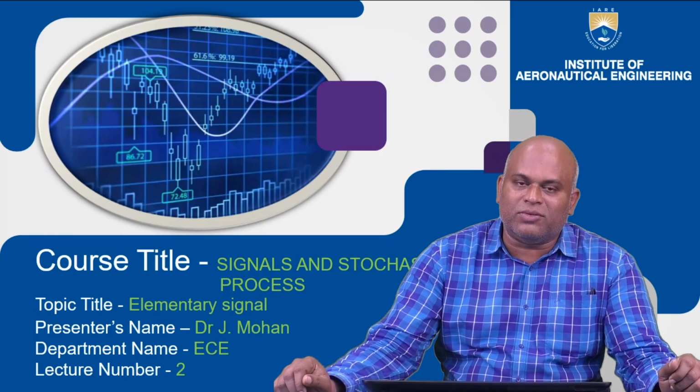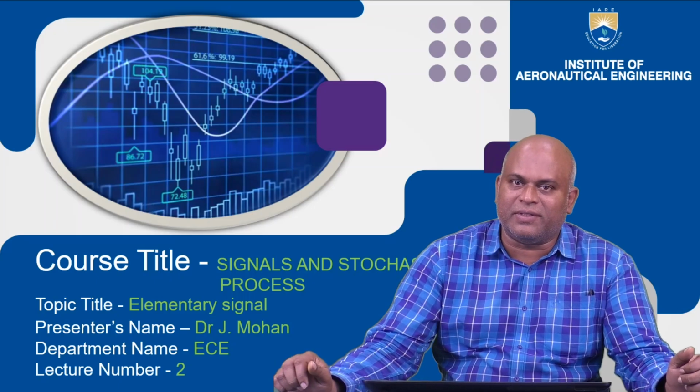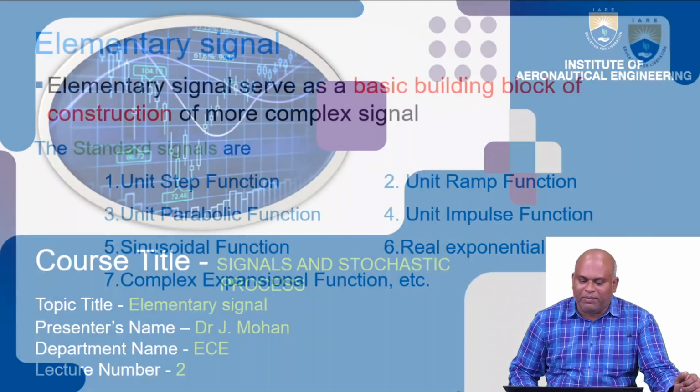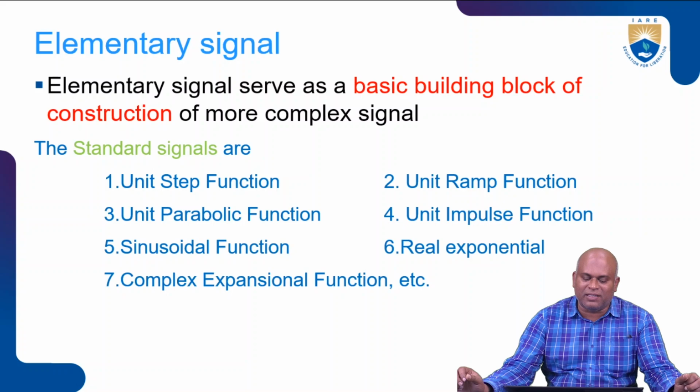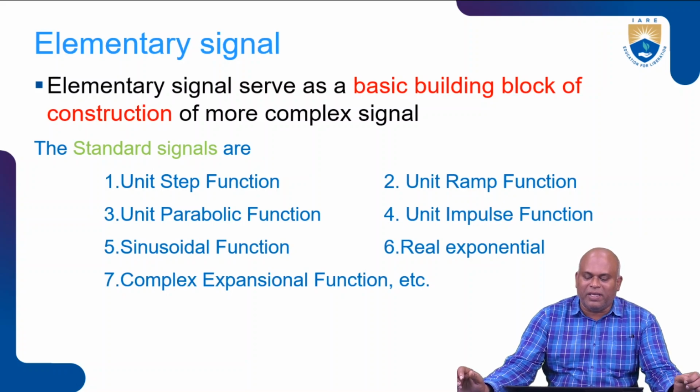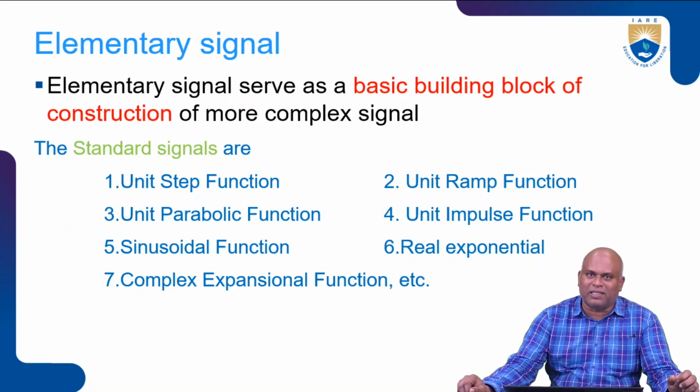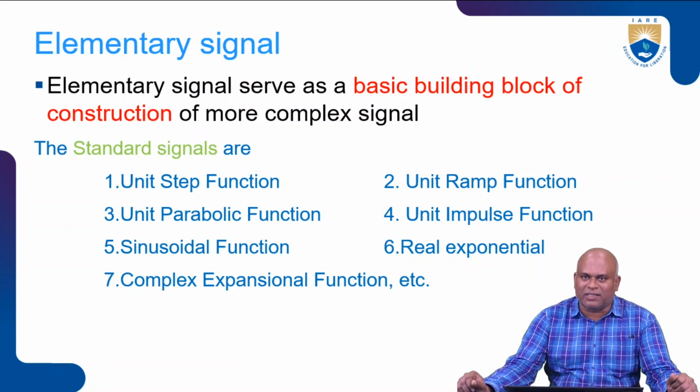My topic is signals and stochastic processing. Today I'm going to explain the elementary signals. Elementary signals are described as the basic building blocks for the construction of more complex signals. The signals are the unit step signal, unit ramp function, unit parabolic function, unit impulse function, sinusoidal function, real exponential function, complex exponential function, etc.